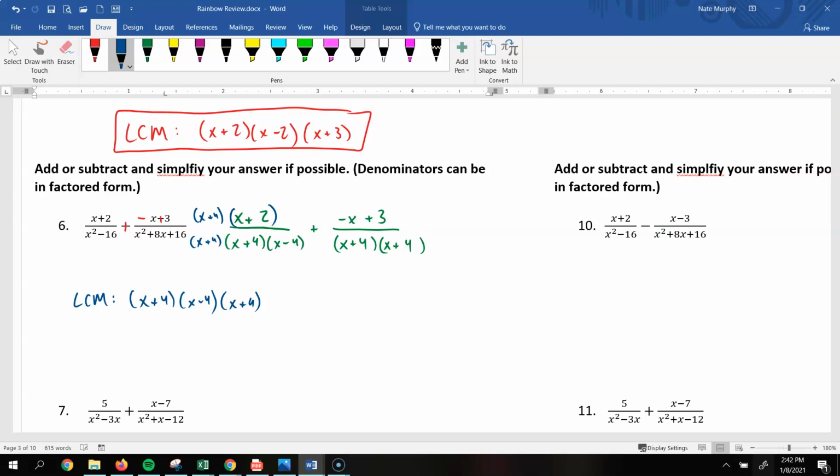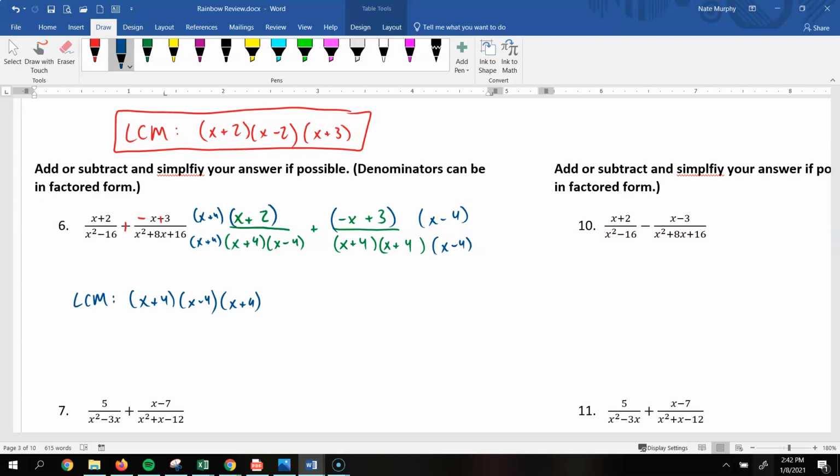So we're going to multiply that first fraction in the numerator and denominator by x plus 4. The second fraction, we're missing an x minus 4. So we're going to multiply this. Remember, that's a negative x plus 3. We're going to multiply that times x minus 4.